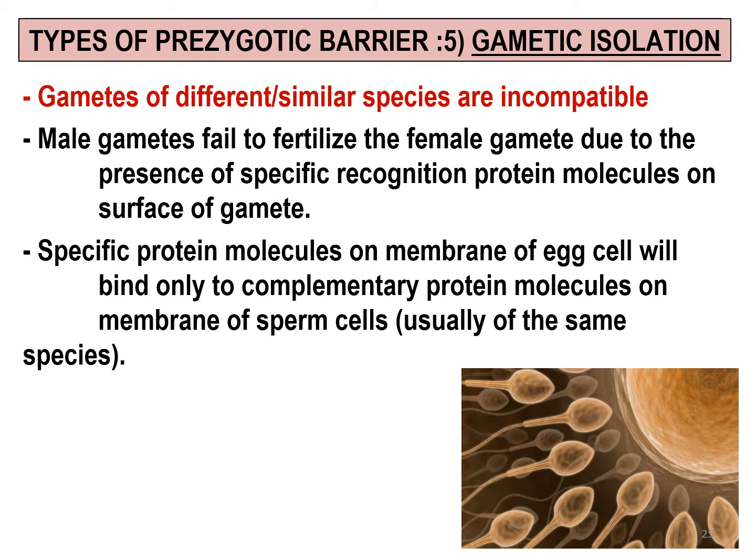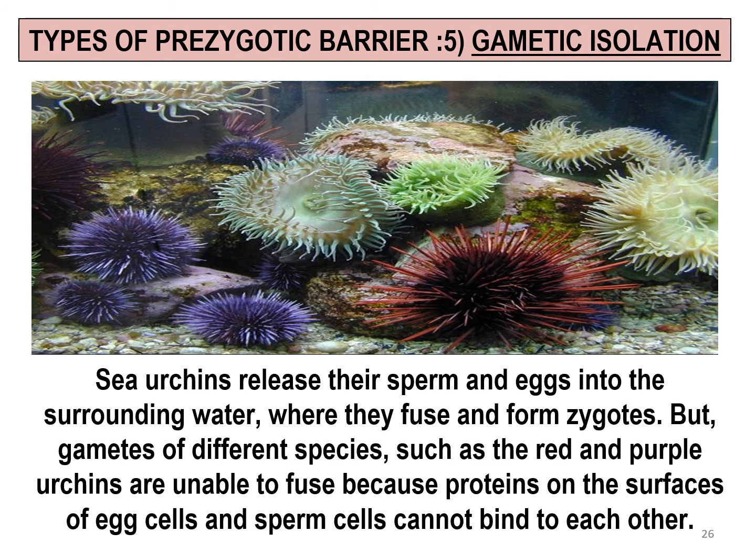Gametic isolation: gametes of different or similar species are incompatible, so the male gamete fails to fertilize the female gamete. Maybe the capacitation process does not occur, so it is prevented from fertilizing. Another example of gametic isolation is the sea urchin.